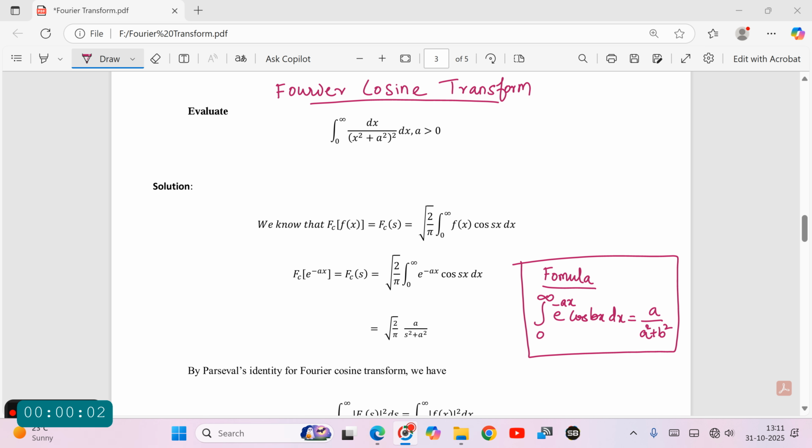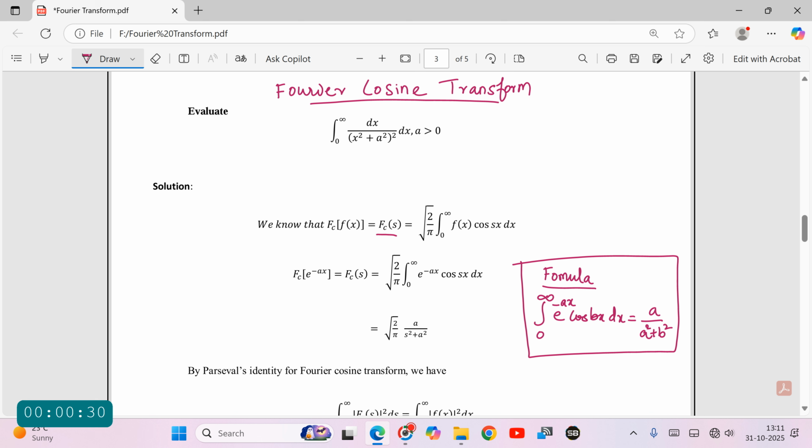Good morning, students. Today we are going to discuss the section Parseval's identity for Fourier cosine transform. For that, the problem is: evaluate the integral from 0 to infinity of dx by (x square plus a square) the whole square into dx. We know that the formula for Fourier cosine transform is Fc of f(x), that is Fc of s, equal to root 2 by pi integral 0 to infinity f(x) cos sx dx.